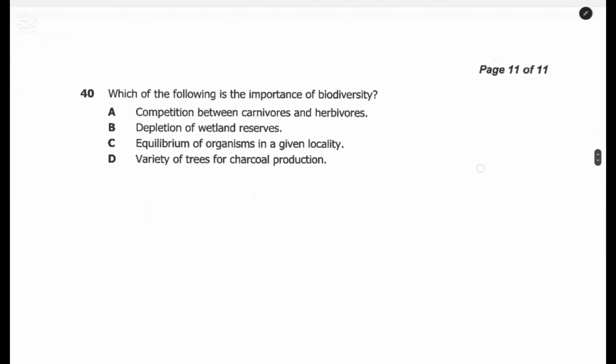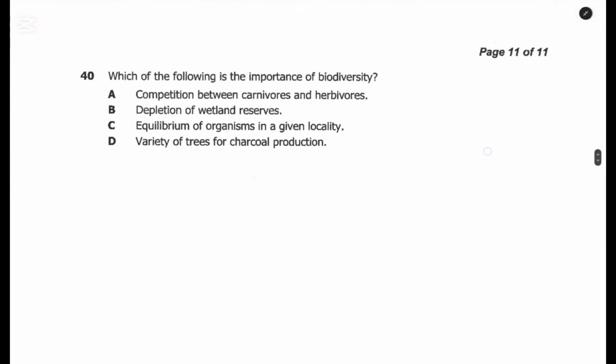Finally, question 40. Which of the following is importance of biodiversity? For this one, I've given you to answer it. Make sure that you post your answers in the comment section. And of course, you might want to give a reason why you think it is the answer. I want to see those that have followed up to the end. So for this one, I leave it up to you. Make sure that you answer it.